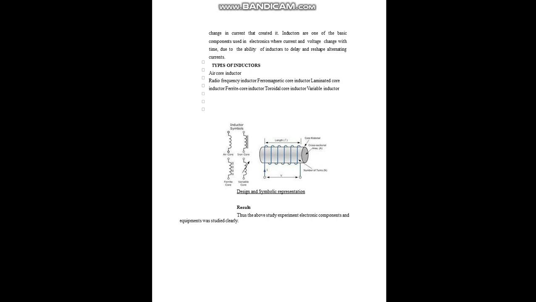This is the design and symbolic representation of an inductor. There is one core material inside, the area is called the cross sectional area, and the number of turns is shown in blue. This is the symbolic representation. As the result, in this experiment, electronic components and equipment were studied clearly. Thank you, students.